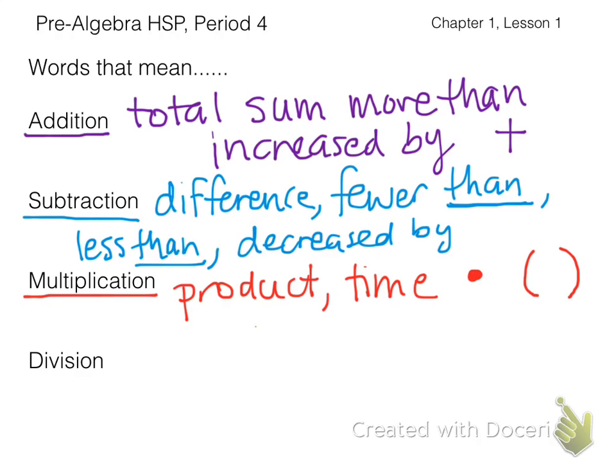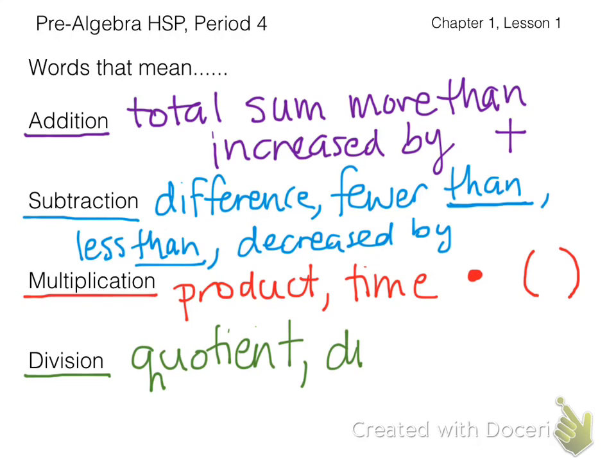That also means multiplication. All right, so for division, let's do division in a dark green. There we go, division. So two words that mean division are quotient and divided by.